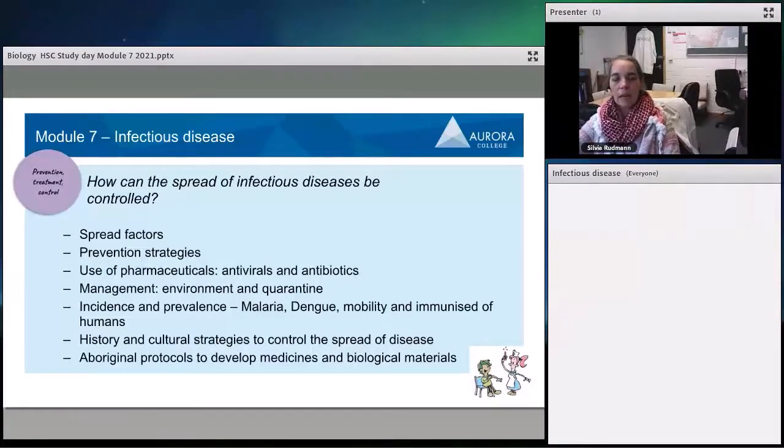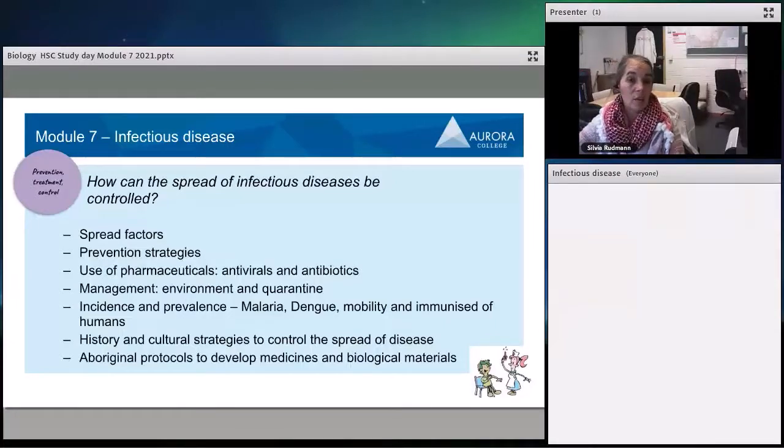Incidence and prevalence: if the teachers have access to previous textbooks, there are very good examples and very good explanations of the protocols to follow in epidemiological studies, right? So in the previous textbooks there are very good examples of this and how to manage it. The incidence and prevalence in this case focus on malaria, dengue, and the mobility and immunity of humans, right?